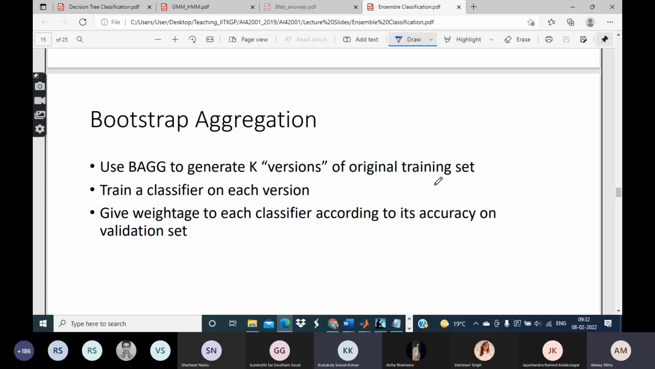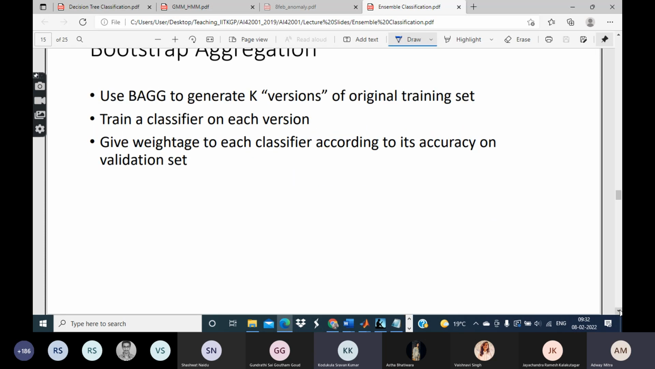Now, consider this bootstrap aggregation, the bootstrapping that we considered. Basically we have got k versions of the original training set. So what you can do is train a classifier on each of these versions. The classifier may or may not be the same function.